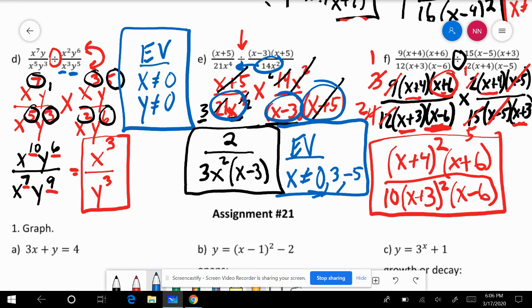Now, we're looking at our excluded values. Excluded values is what gives us 0 in our denominator. And when we're looking at this, we know that we have a negative 3. We have a negative 3 twice. And we have a 6. And we have a 5. We have the 6. We have the 5.